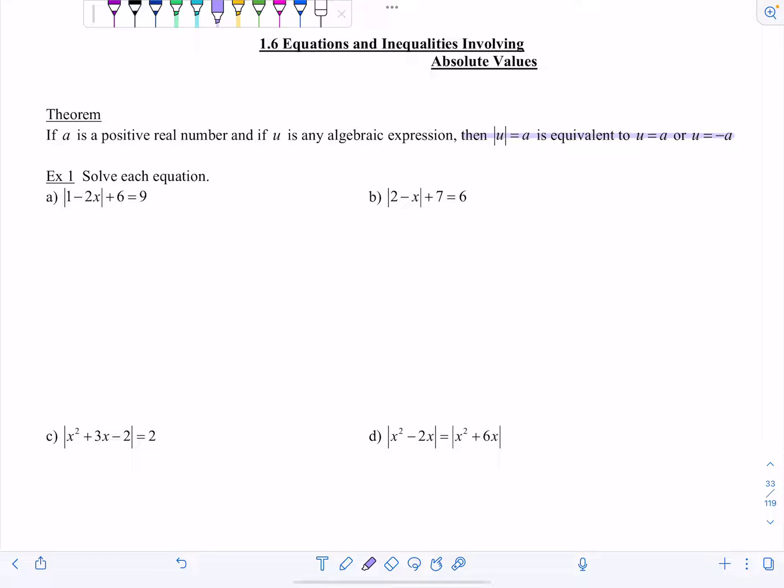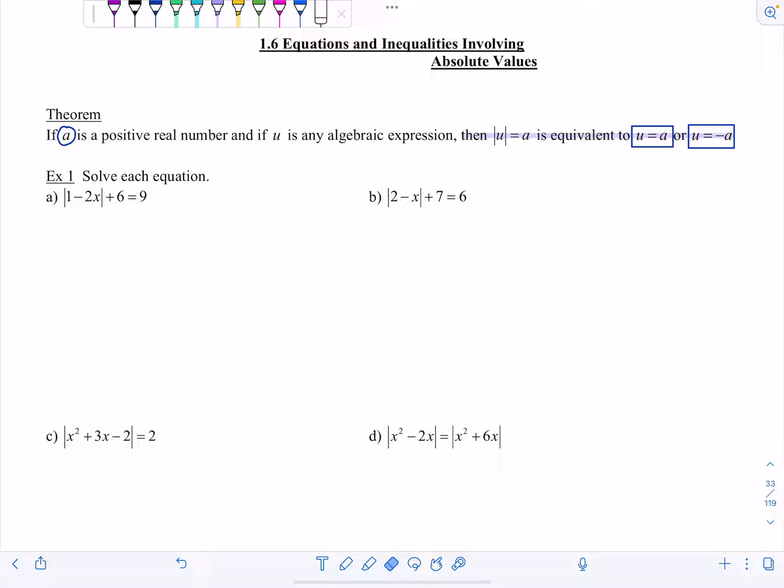So that's the theorem that we're going to use to solve all of our absolute value equations. Basically, when you drop the absolute value bars, you need to rewrite two equations. One where you have the original expression that was inside the absolute value bars equal to A, and then you put the word or, that same expression equals the opposite of A. And keep in mind, A has to be a positive real number. We'll talk about what to do if it's not.